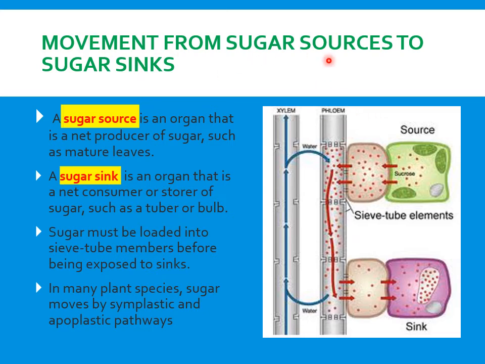So movement of sugar source to sugar sink. So sugar source is an organ that is a net producer of sugar, like the mature leaves lah. Okay. So mature leaves normally conduct photosynthesis, dia akan dapatkan sugar. Okay, mana pergi lepas tu? It has to go somewhere, right? So once it has to go somewhere, it will go into the sieve tube tadi.